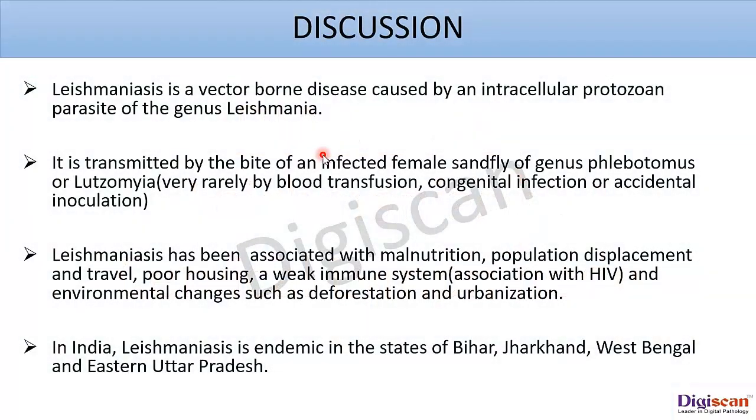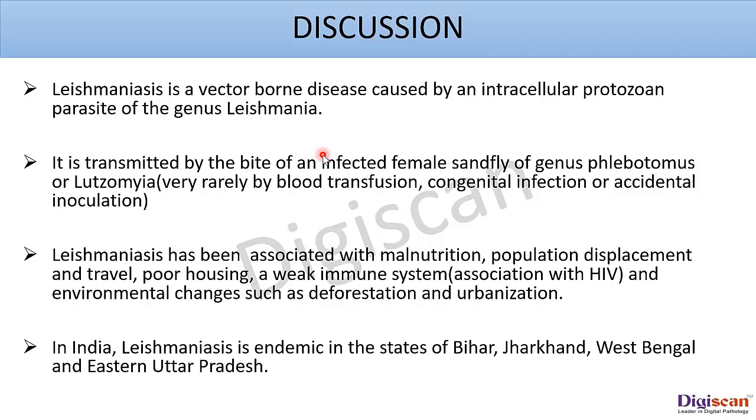Leishmaniasis is a vector-borne disease caused by an intracellular protozoan parasite of the genus Leishmania. It is transmitted by the bite of an infected female sandfly of genus Phlebotomus or Lutzomyia. Very rarely, Leishmaniasis has also been known to be transmitted by blood transfusion, congenital infection, or accidental inoculation through culture media.